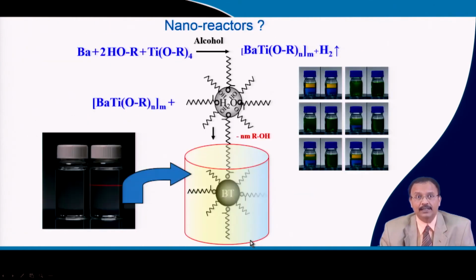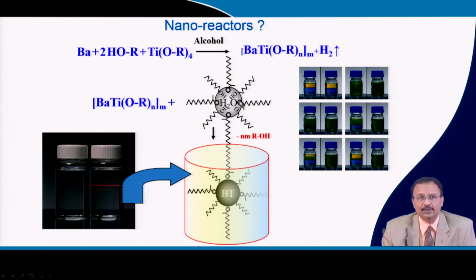So, that was the idea, and for this particular example, you can take the barium alkoxide, that is prepared by reacting barium metal with alcohol, and you have titanium alkoxide, and it forms barium titanate, and this sol is injected inside the oil.